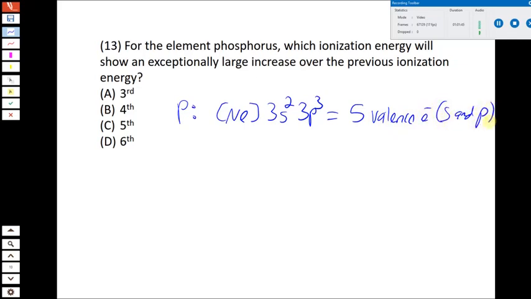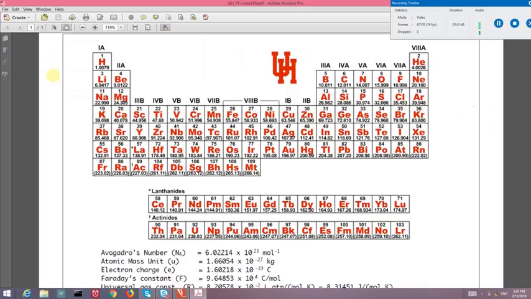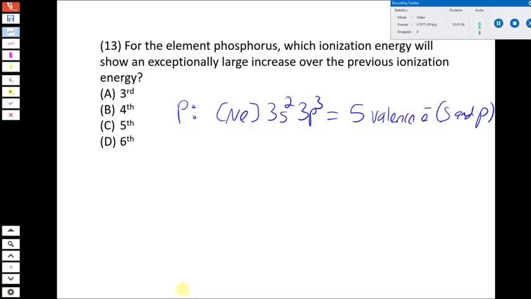The other way we can get that information for the main group elements is the group number. So phosphorus is group 5A, Roman numeral 5 on our periodic table. So that means it has 5 valence electrons. So that's another shortcut you can use. Now the reason this is important for this question is because removing valence electrons is relatively easy. They get harder and harder. Each time you remove one, it does become harder to remove another one, but they're relatively easy to remove. So for the first 5 ionization energies, we're still removing valence electrons.